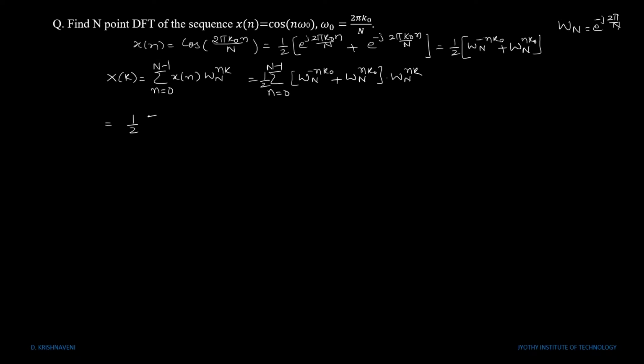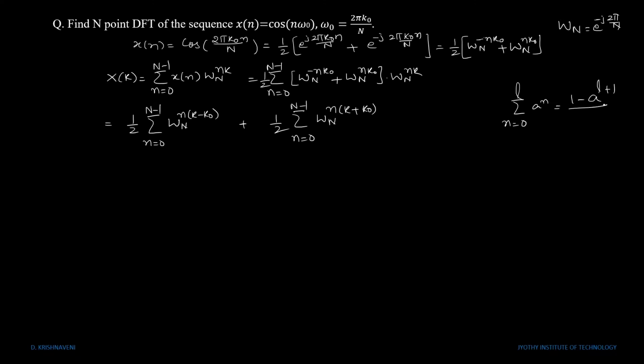So we will multiply and then split the summation. We will get half summation n is equal to 0 to N minus 1 WN to the power of, when we multiply, I can take n common, so n into k minus k naught, plus half summation n is equal to 0 to N minus 1 WN to the power of n into k plus k naught. Now summation n is equal to 0 to L of a to the power of n can be written as 1 minus a to the power of upper limit plus 1 by 1 minus a.